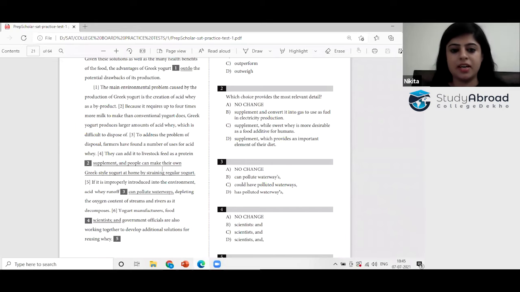It is one complete sentence: supplement and people can make their own Greek yogurt at home by straining regular yogurt. You're not necessarily supposed to read just this part, because obviously it's not going to make sense if you read from the middle. I just wanted to highlight that this is where the question is associated. This paragraph starts from the main environmental problem and ends at reusing way.